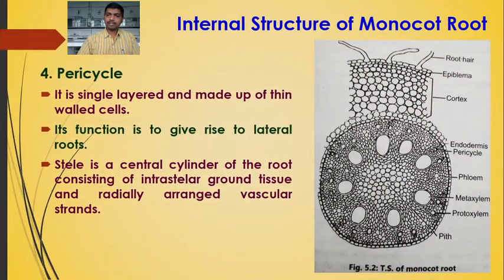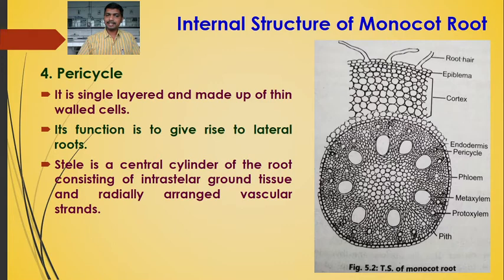Now next to the endodermis there is a single-layered pericycle. It is made up of thin-walled cells. Here in this diagram we can see clearly, this is the pericycle. It forms a continuous layer. The cells are thin-walled, and it is single-layered. Its function is to give rise to lateral roots, as we saw in the dicot root also.